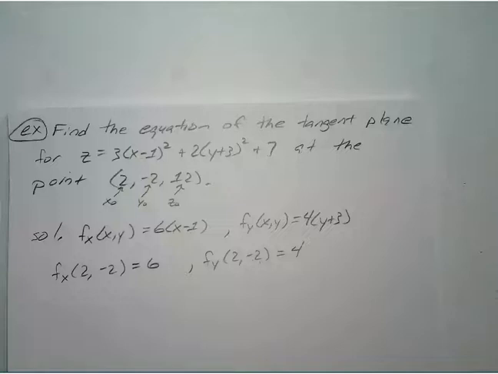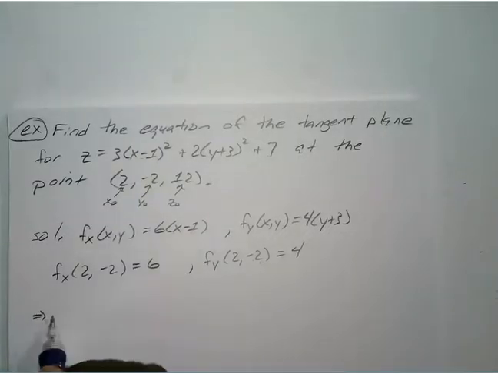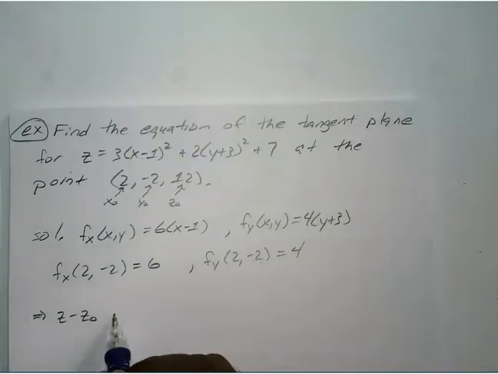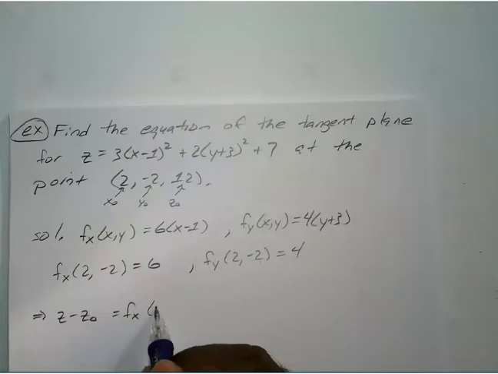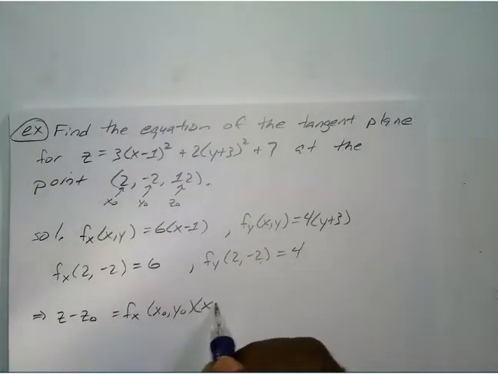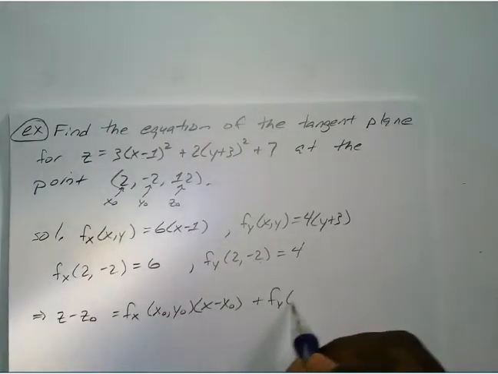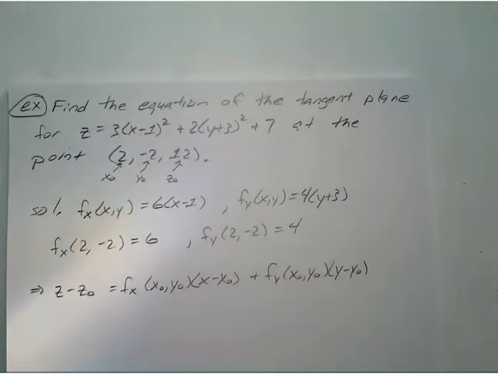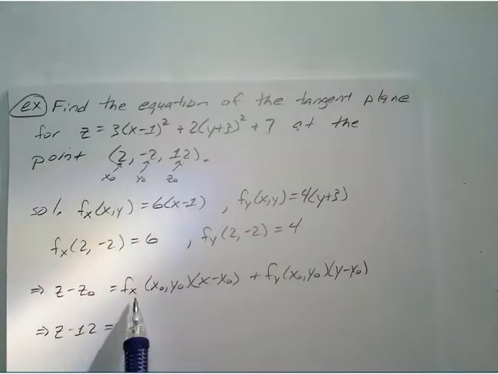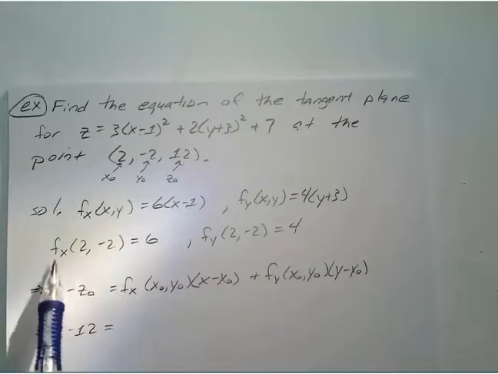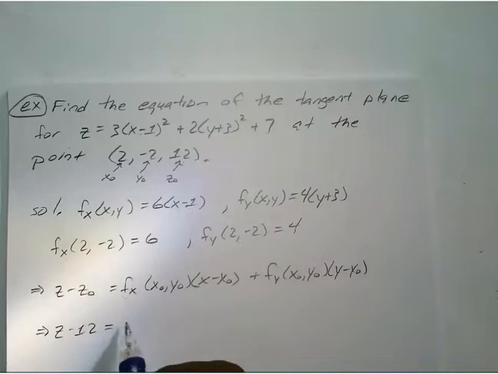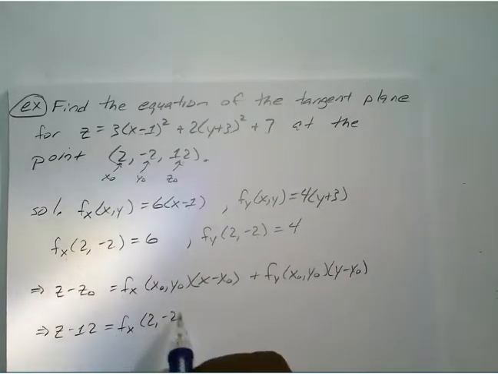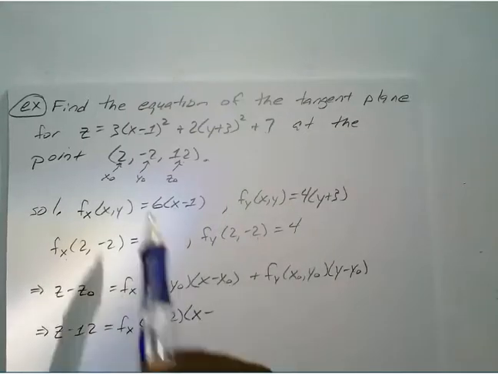Okay, so we have everything we need. Now we just have to plug it into the formula. We have z minus z0 is equal to the partial with respect to x, x0, y0 times x minus x0, plus the partial with respect to y, x0, y0 times y minus y0. Okay, so we can go ahead and plug everything in. Z minus z0 is just z minus 12. Equals partial with respect to x of x0, y0. Remember, that's just from your 2, negative 2. So that's partial with respect to x to negative 2. And that's x minus x0, which is 2.